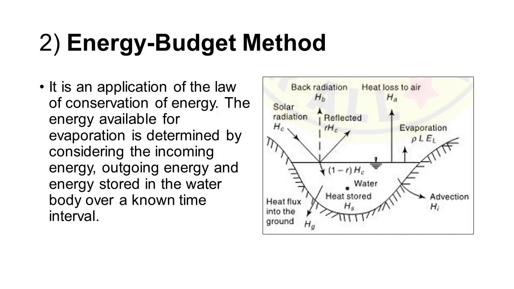The second method here is the energy budget method. So, the principle of energy conservation is being used here. The energy available for evaporation is calculated by taking into account the energy entering, leaving, and being stored in the water body over a predetermined period of time.